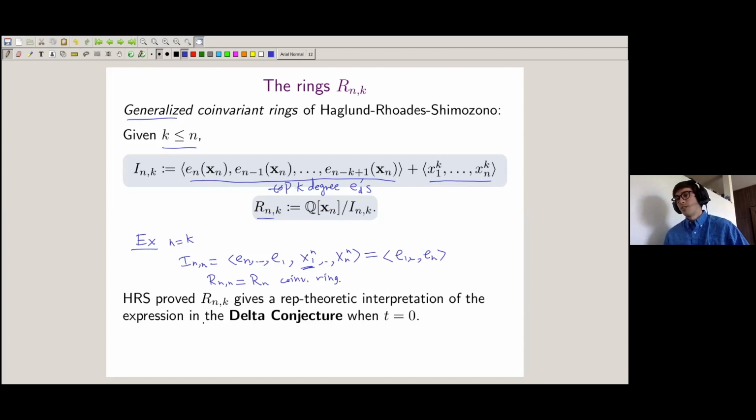And Haglund, Rhoades, and Shimozono were motivated originally by the Delta Conjecture from algebraic combinatorics. They showed that this ring gives a representation-theoretic interpretation for the expression in the Delta Conjecture when t equals 0 in that special case. The general case is still open.